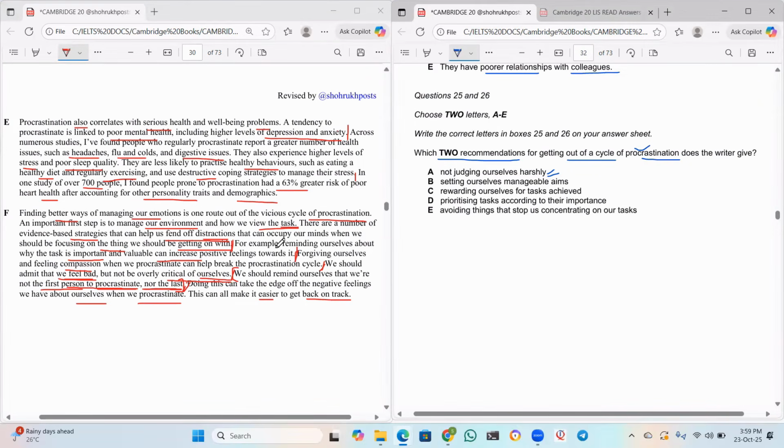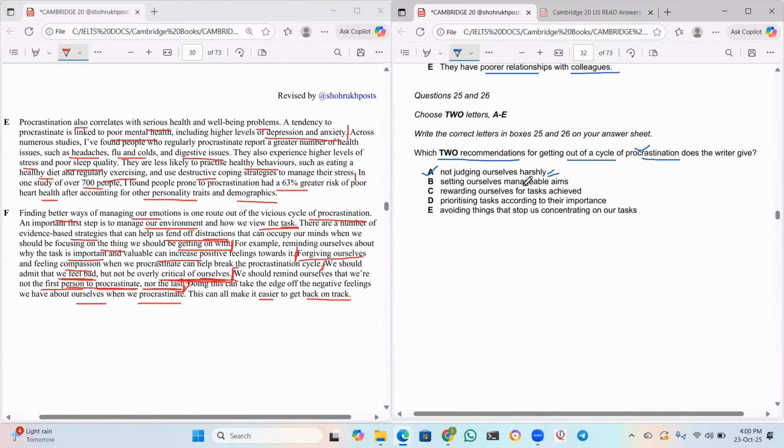Because, see, forgiving ourselves and feeling compassion when we procrastinate can help break the procrastination cycle. We should admit that we feel bad, but not be overly critical of ourselves. Yes, sir, this is the line. Not being overly critical of ourselves means not judging ourselves harshly. Don't be harsh on yourself. That's what he says. So A is one right answer. Got it.